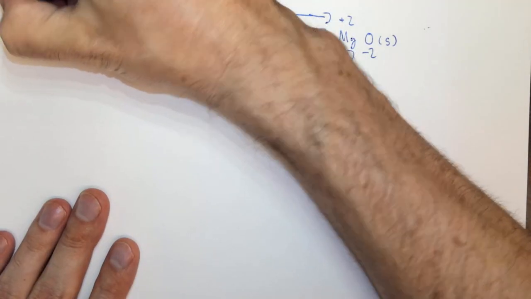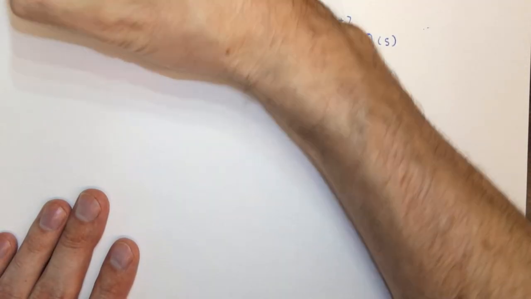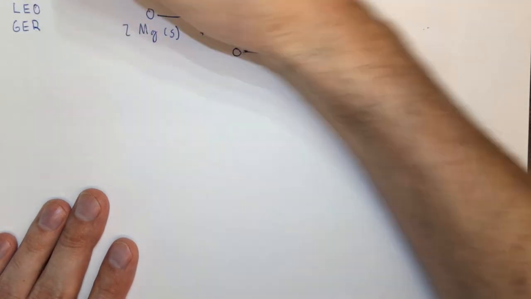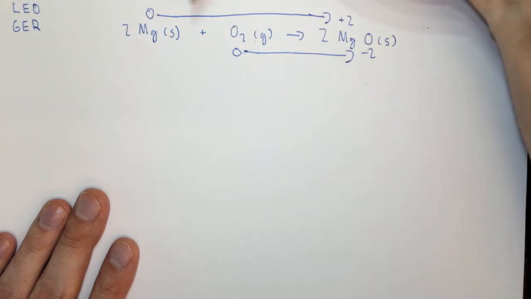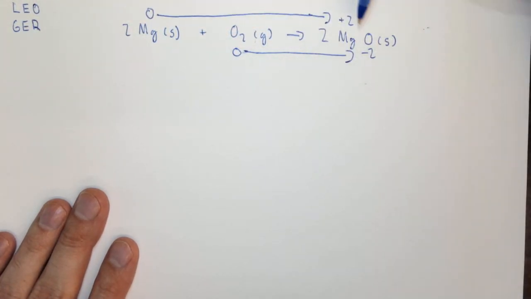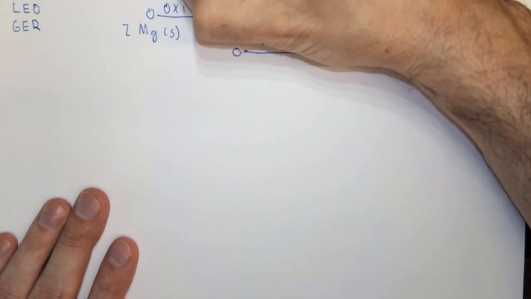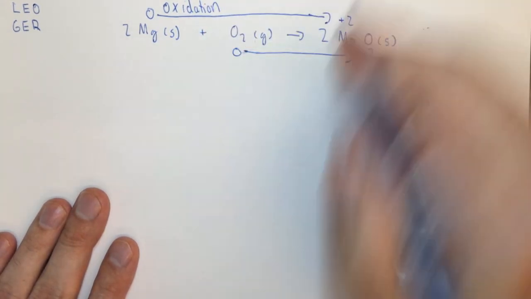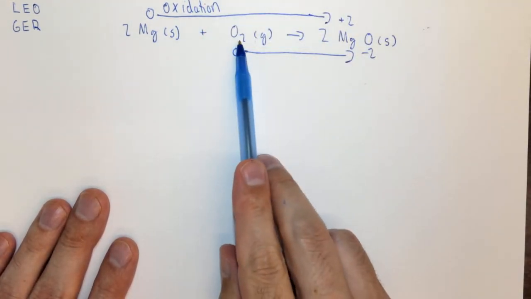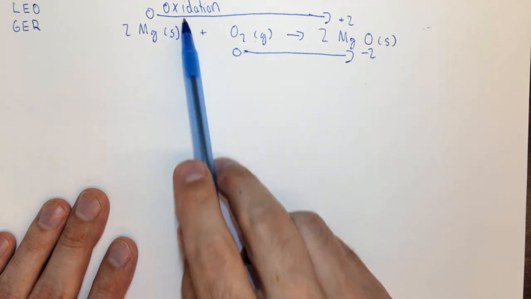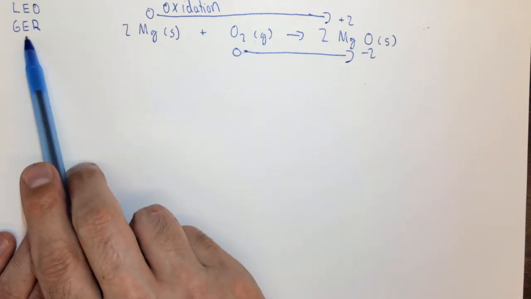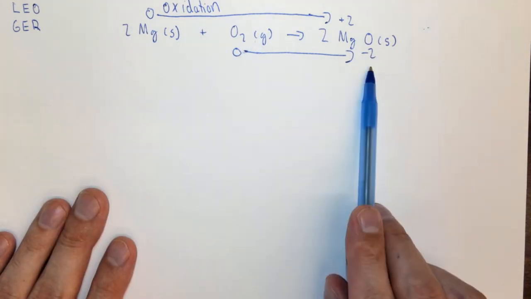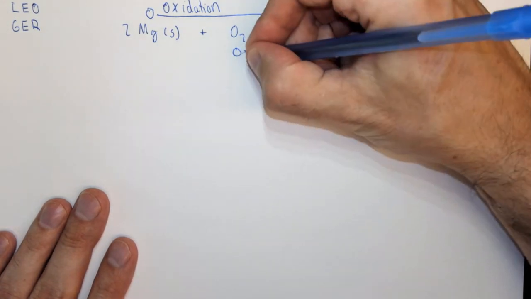So let's remember our Leo the lion says grr. Losing electrons is oxidation, gaining electrons is reduction. So magnesium went from an oxidation state of 0 to an oxidation state of +2. It lost electrons. It has undergone oxidation. If magnesium has undergone oxidation, oxygen should have undergone reduction because those lost electrons had to go somewhere. Where did they go? They went to oxygen. Gaining electrons is reduction. It went from 0 to -2. It gained 2 electrons. So this is reduction.